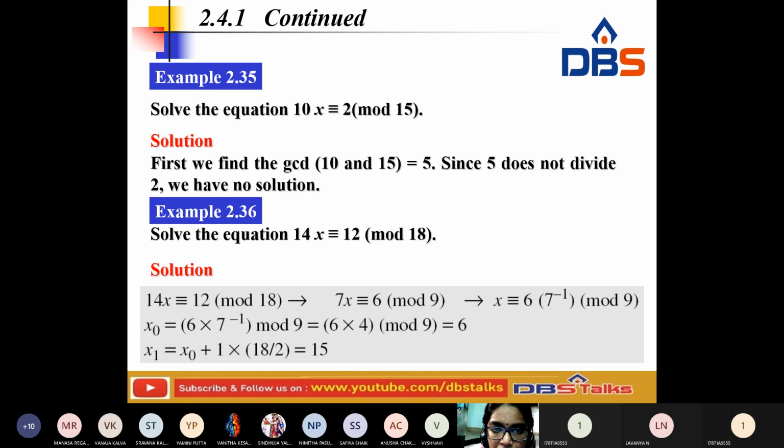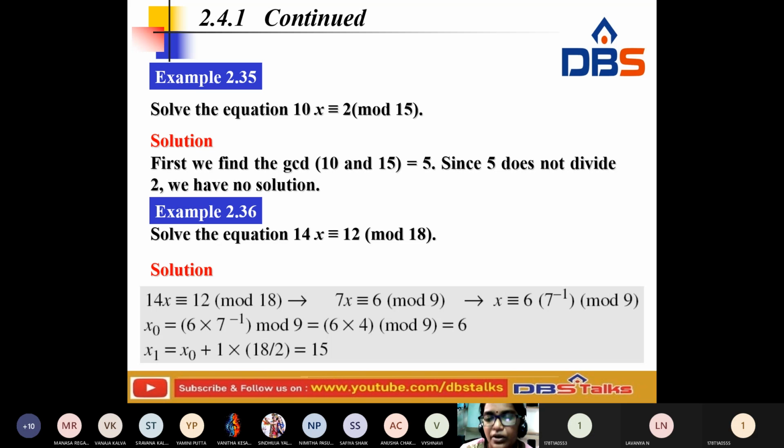This is an example of how we perform the modulus operation. We have already seen how to perform these modulus operations. Greatest common divisor means for 10 and 15 the common divisor is 5. So we should not divide 5 by 2. This is the common divisor, and this one is also 12 mod 18. The modulus operation that we perform is 12 mod 18, that is 6 mod 9. You can write it just like that. Here also x naught is equal to 6 into 7 inverse. Just like that, here also we perform it. This is just like a solution.